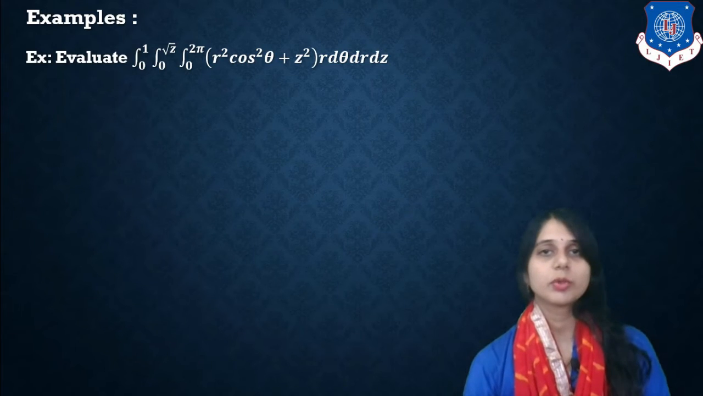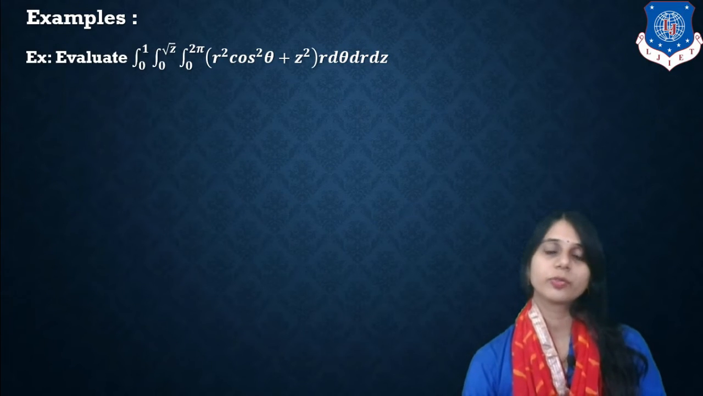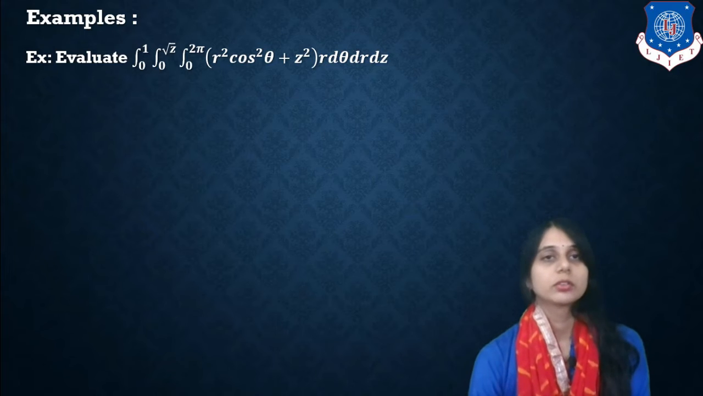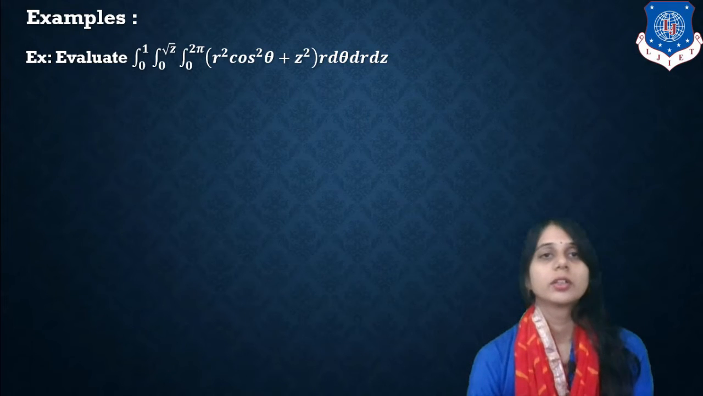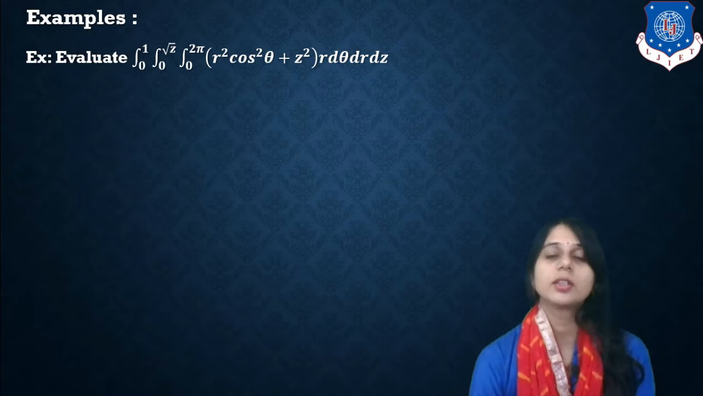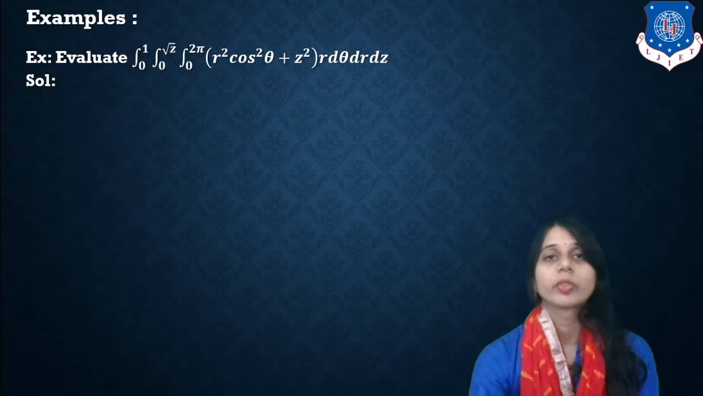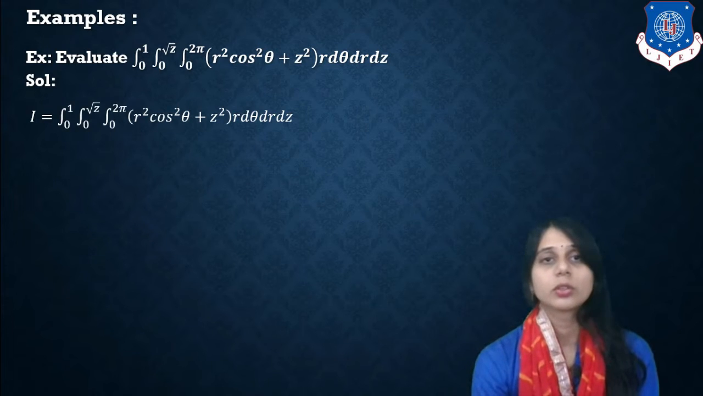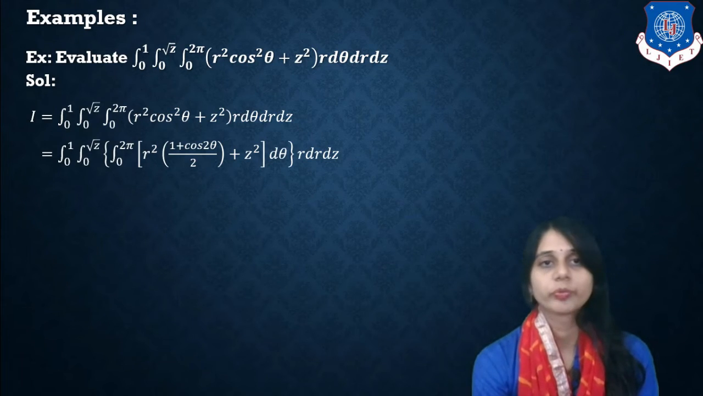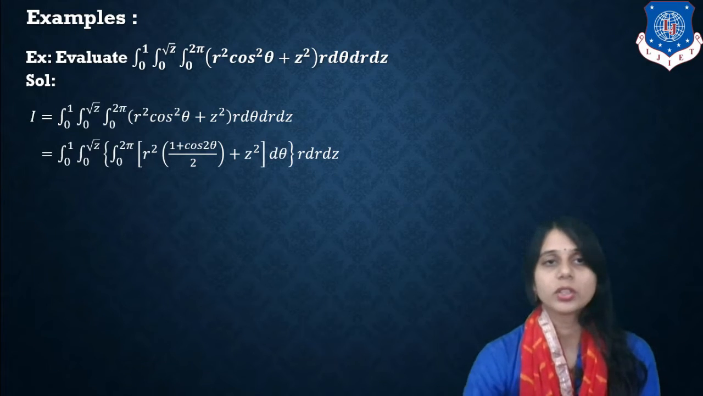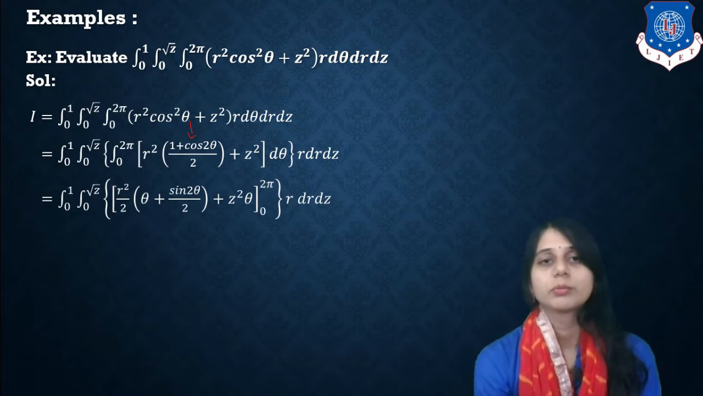Now one of the examples in r, theta, z: we take integration 0 to 1, integration 0 to under root z, integration 0 to 2 pi, r square cos square theta plus z square, r d theta dr and dz. Now first of all we integrate with respect to theta. So r square cos square theta plus z square. If we integrate with respect to theta, r and z are constant. So r square as it is. What is cos square theta? Cos square theta is (1 plus cos 2 theta) by 2, plus z square.